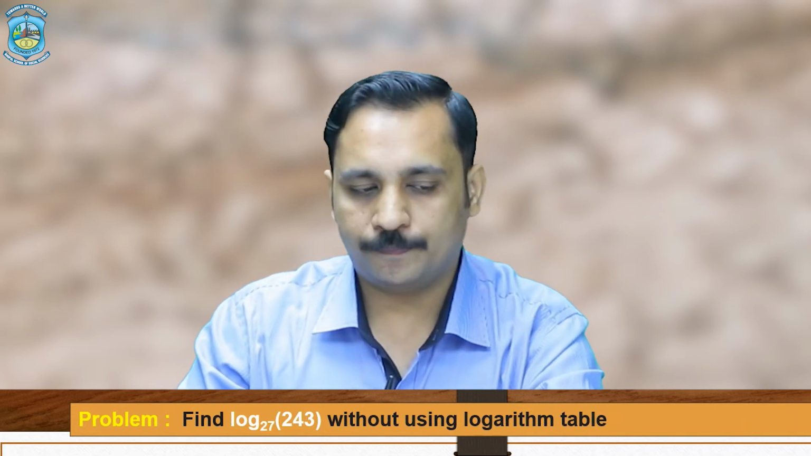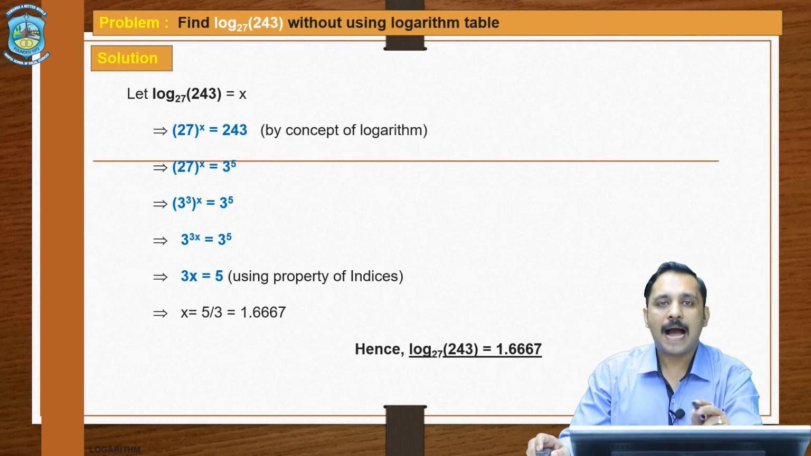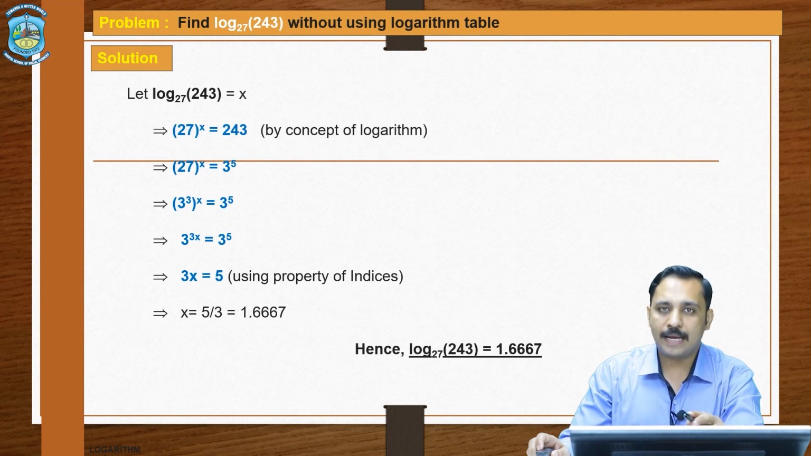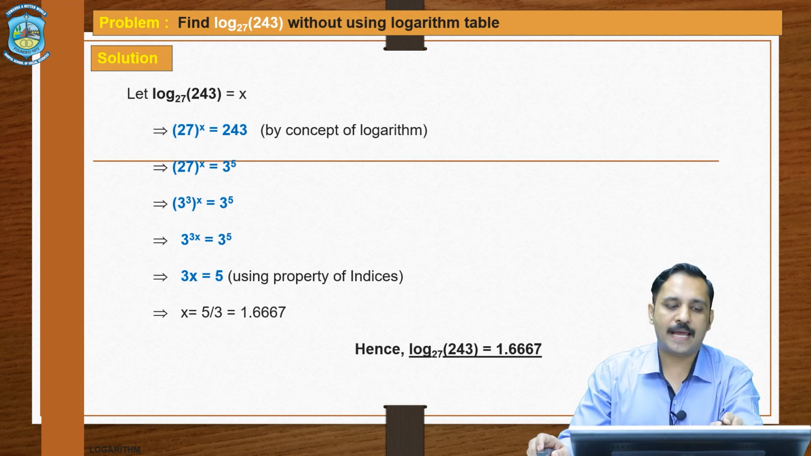Let us see the solution. Here, let us suppose that log of 243 to the base 27 is equal to x. Now, by the concept of logarithm, I can write this as 27 raised to power x is equal to 243. If you remember, log of n to the base a is equal to x can be written as a raised to power x is equal to n. Hence we have 27 raised to power x is equal to 243.